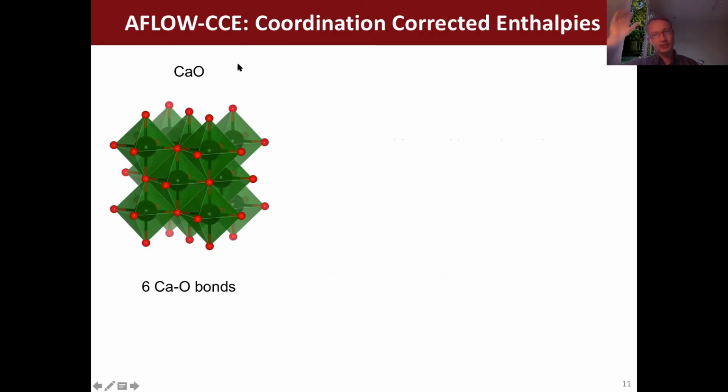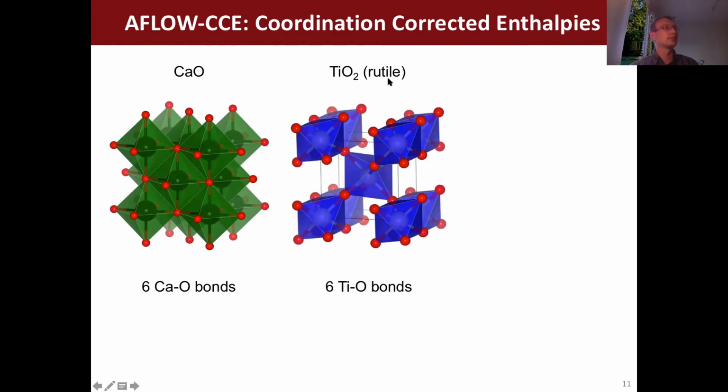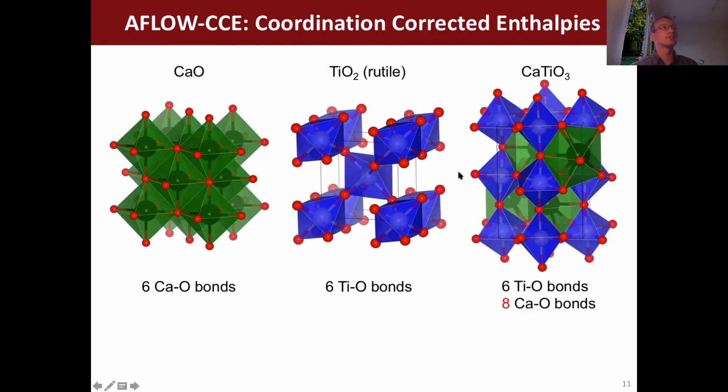And this came about when I looked at these systems in this way. When we have calcium oxide, then we have 6 calcium-oxygen bonds. So the calcium is 6-fold coordinated octahedrally by the oxygen. When I go to the rutile phase of TiO2, my titanium is also 6-fold coordinated by oxygen, so there are 6 titanium-oxygen bonds. However, when I react those two to form perovskite, the prototypical oxide, what I get is this structure. And there I have 6 titanium-oxygen bonds still, but 8 calcium-oxygen bonds. So the coordination number has changed.